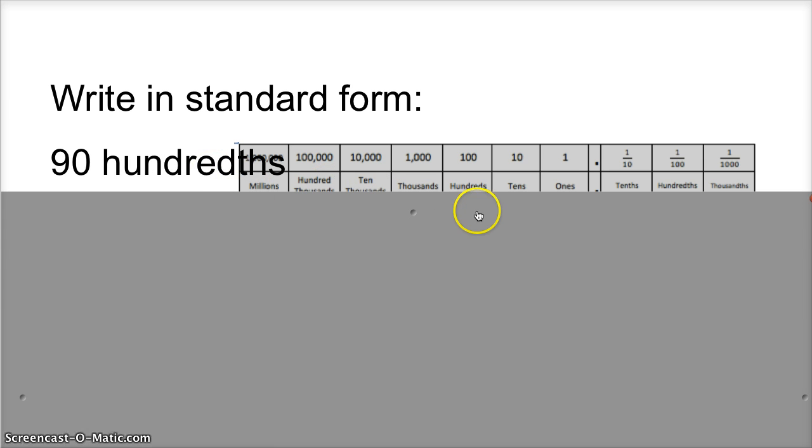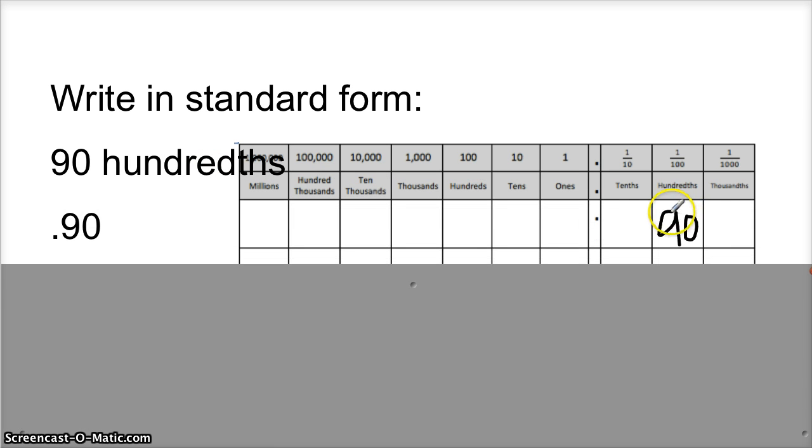Okay, 90 hundredths. I did the same thing. Wrote 90 in there, knowing that my last digit will stay, and this one's got to scoot over a little bit. So there it is. 90 hundredths is the same as 9 tenths, written just like this, 0.90.